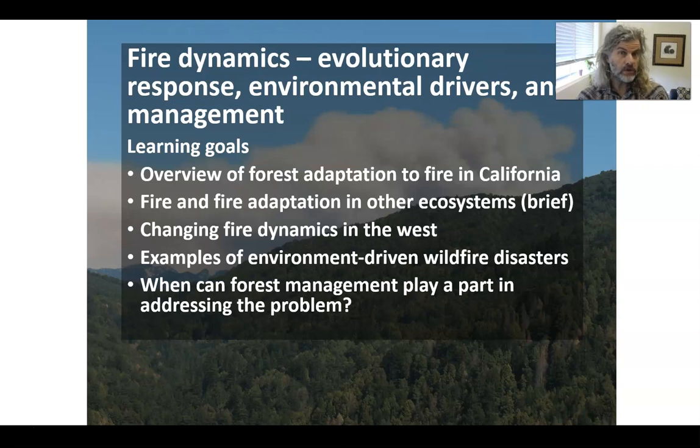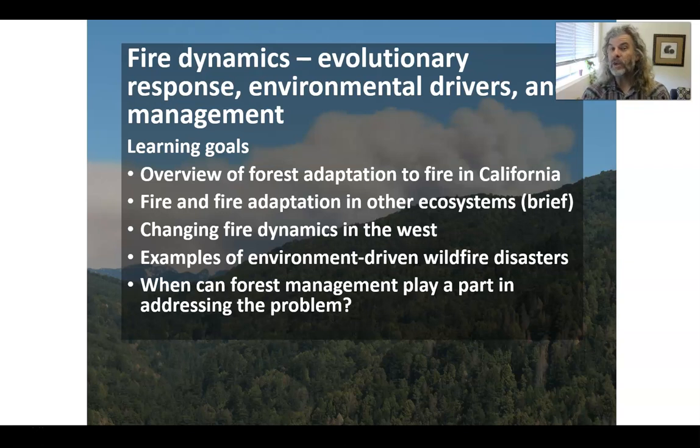So our goals here are to talk about and learn about fire adaptation in forests, again tying back into basic evolutionary processes that we've been talking about so far in the class, discussing ways that fire and fire adaptations differ between California and other ecosystems briefly, and then going into how fire dynamics are changing in the West. Again, probably one of the reasons why this has been on your mind so much, and then going through some examples of environmentally driven wildfire disasters and what we can learn from them.